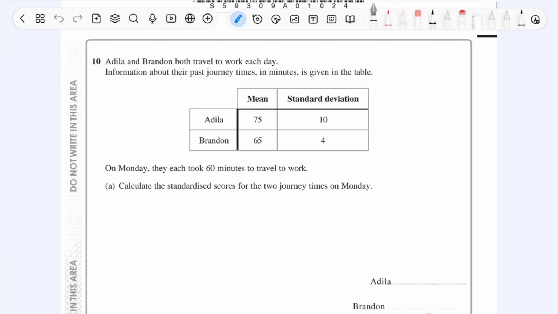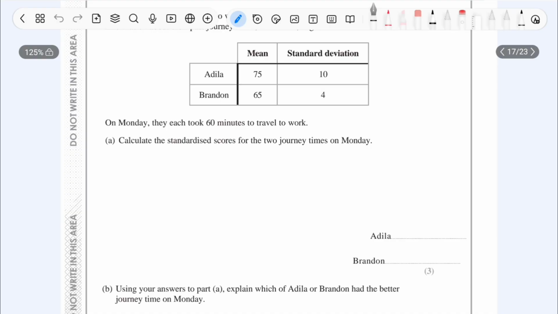Number 10. Adila and Brandon both travel to work each day. Information about their past journey times in minutes is given in the table. On Monday, they each took 60 minutes to travel to work. Calculate the standardized scores for the two journey times on Monday.